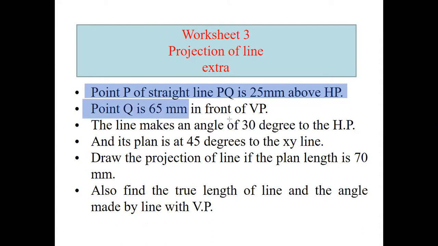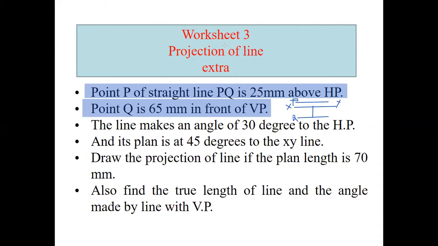For point Q, the data is available. Q is 65 mm in front of VP. In any of the cases, the 65 mm in front of VP is going to be presented as Q plan, which is going to be below reference. It will be found below the reference. So we'll be finding this one over here below reference XY, point Q. Point P will be found here and point Q will be found here at 65. Okay. Point P and here point Q.